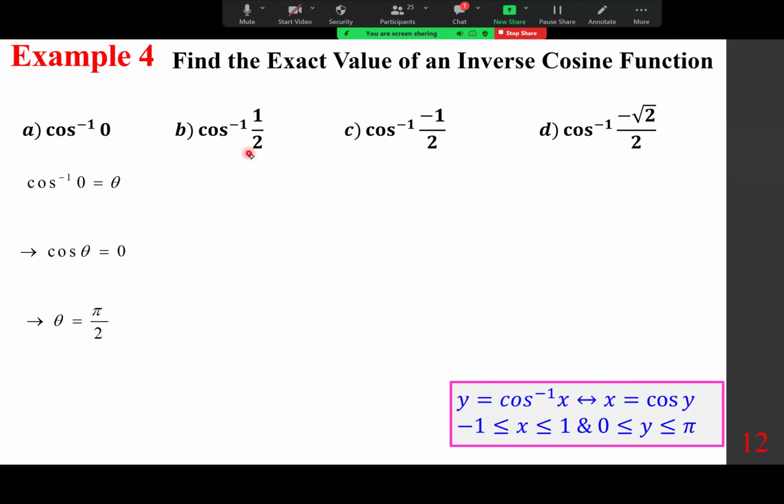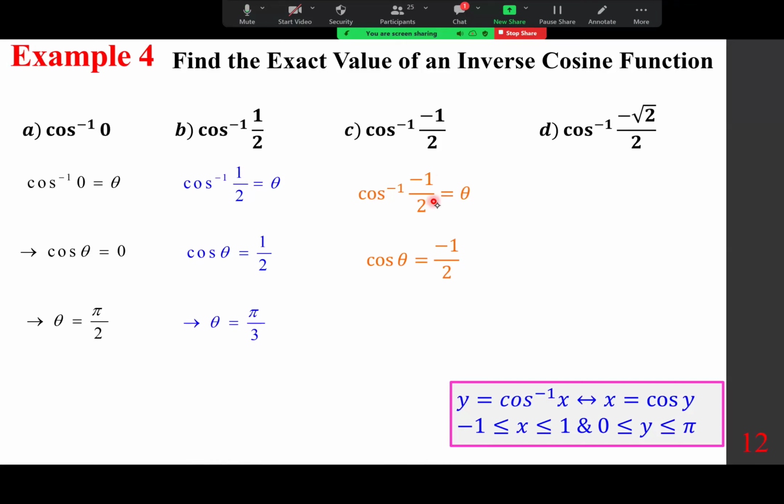This one, set it again equal to theta. By definition, cosine of theta must be 1/2. Common arc, the answer is pi over 3. Set this one equal to theta. By definition, cosine of theta is negative 1/2 this time.